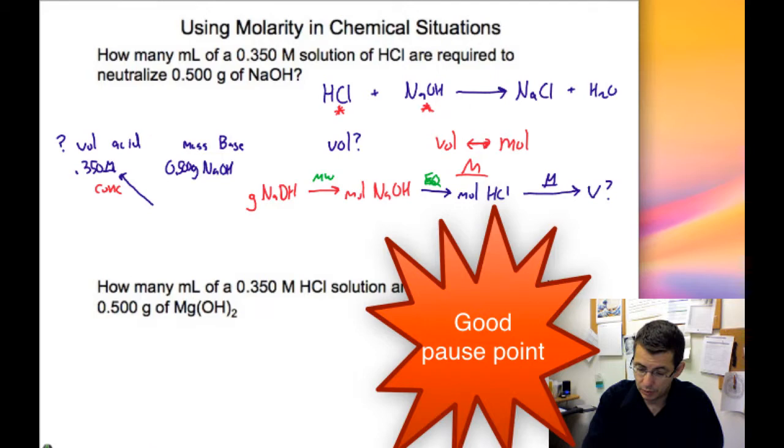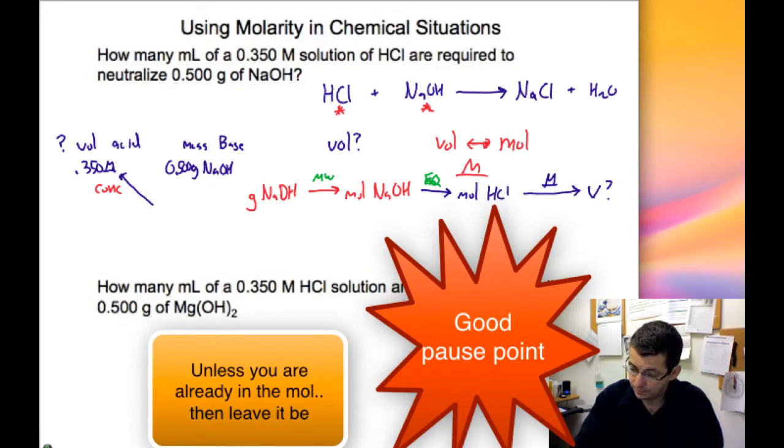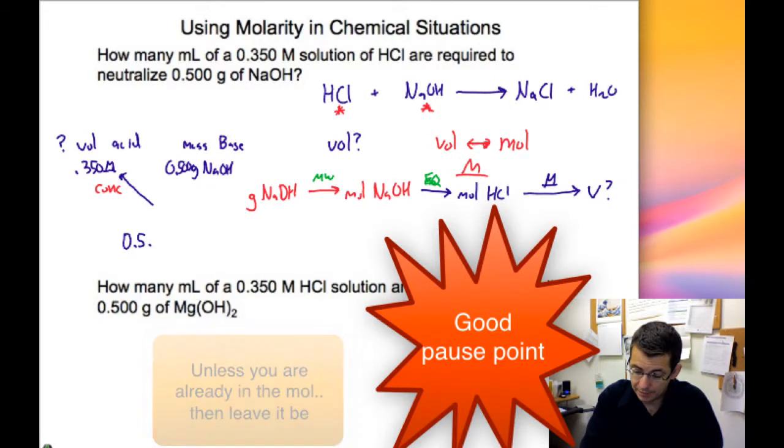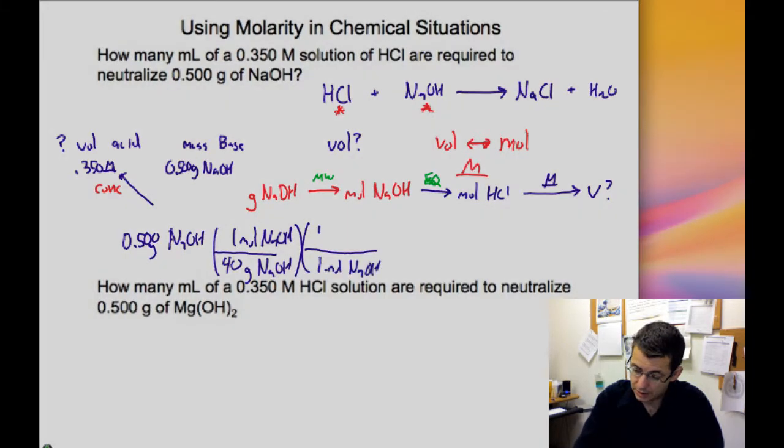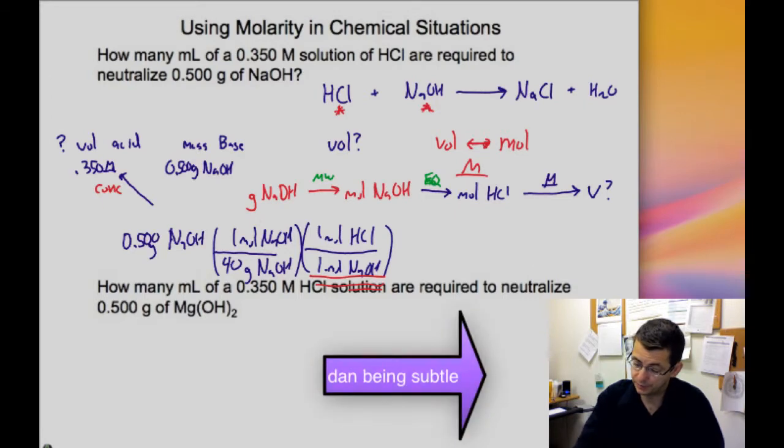So we have 0.5 grams of sodium hydroxide, and the molecular weight of sodium hydroxide turns out to be 40 grams per 1 mole. For every 1 mole of sodium hydroxide, that's equivalent to 1 mole of HCl. And again, this is overkill. It's a one-to-one relationship, but you want to use your units and work through those relationships, because sometimes the stoichiometry is not one-to-one.